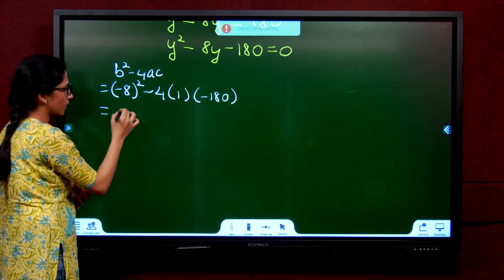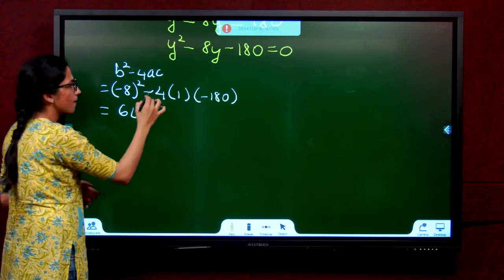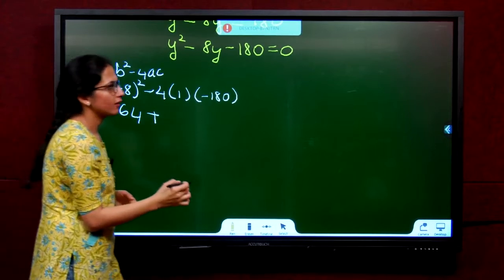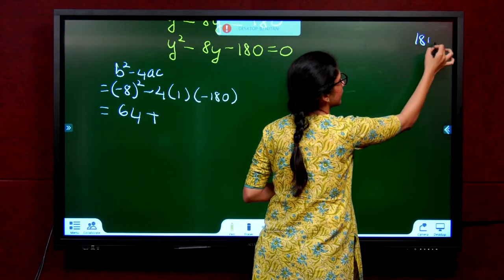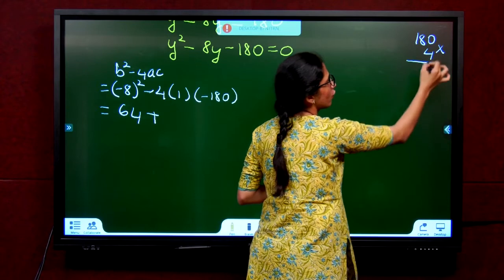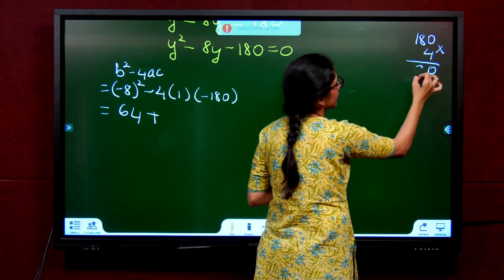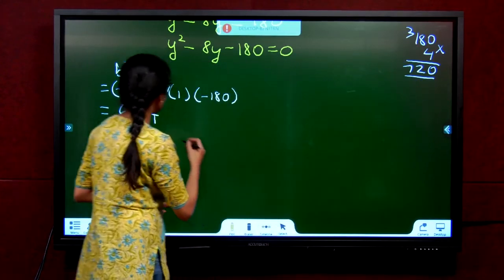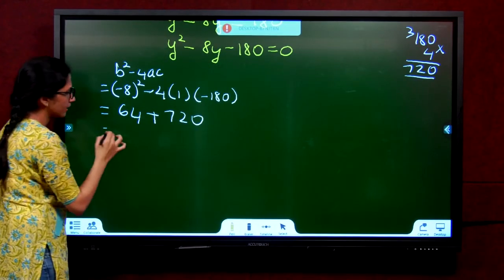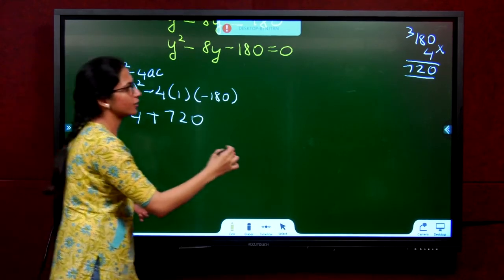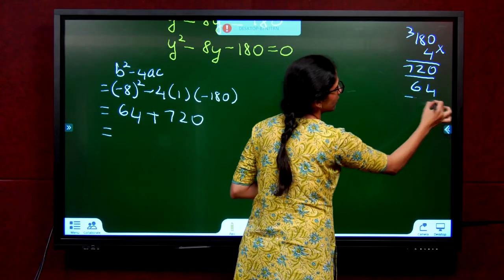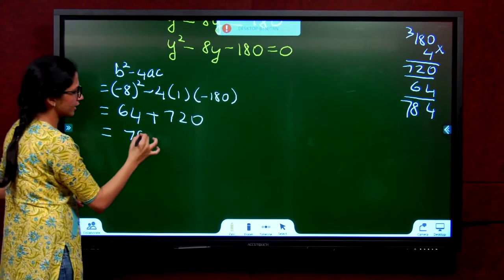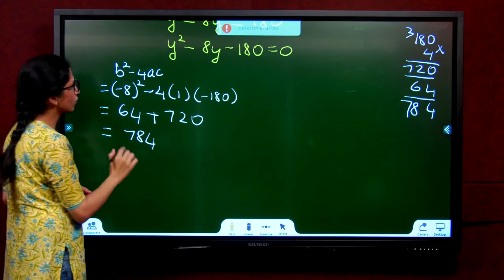Minus 8 the whole square, plus 64. Minus into minus, plus 4 into 180. 4 into 180 you can do it directly. If you don't know, normally multiply. 4 zeros are 0, 4 8s are 32, 4 1s are 4, plus 3 is 7. So that gives you 720. It is equal to 64 plus 720. Add 64 to this: 4, 8, 7. So you get 784. It's greater than 0, roots exist.